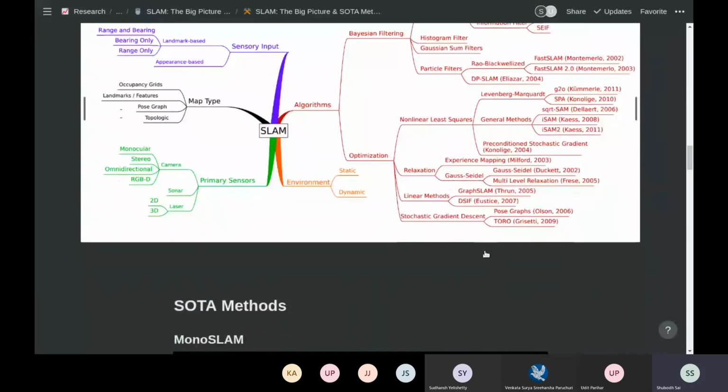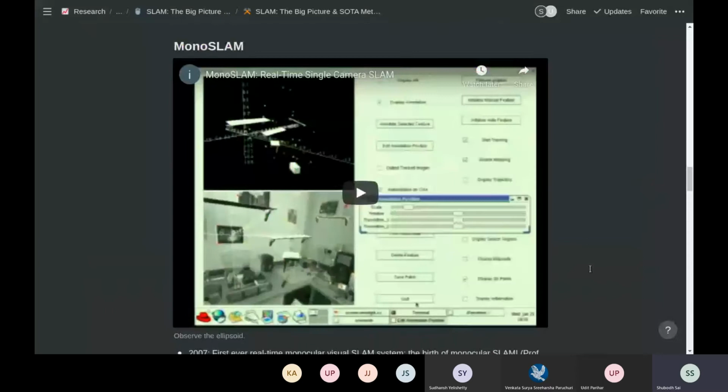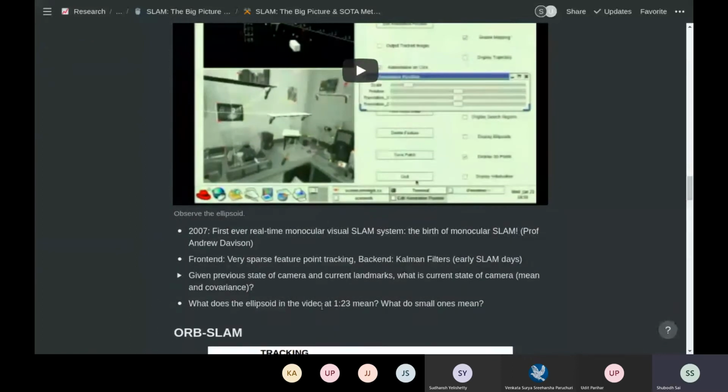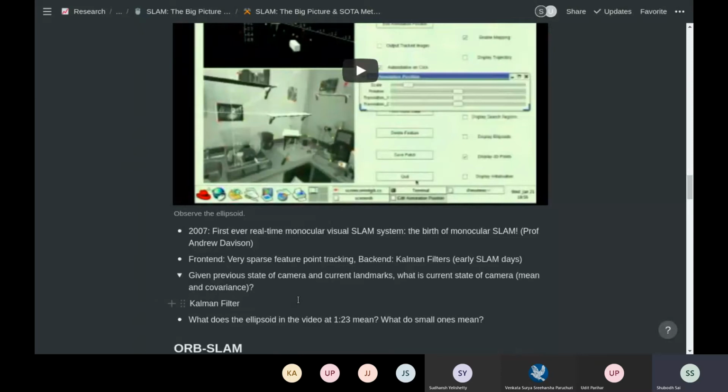As you can see here, in the early SLAM methods, Kalman filtering was the standard way to do the backend. So it employed Kalman filtering as backend. Given the previous state of the camera and current landmarks, it'll tell you the current state of the camera. Mean and covariance are computed using the Kalman filter, as you have seen yesterday. That is what it does at every time step, and we have seen how the Markov property says that if I know the current state, that encapsulates all the information captured in the past. I mean, you need your previous state and current measurements to determine your current state.